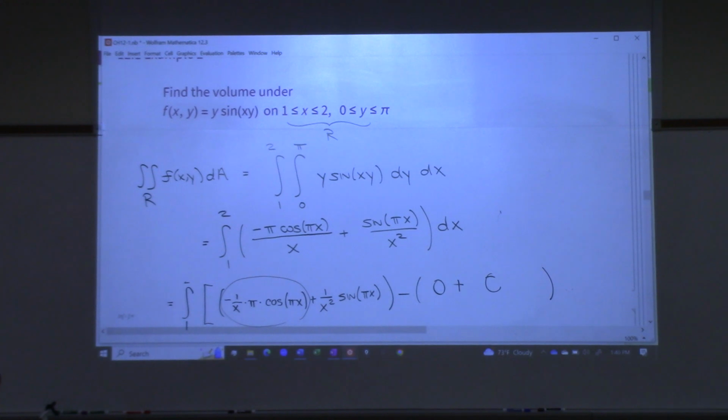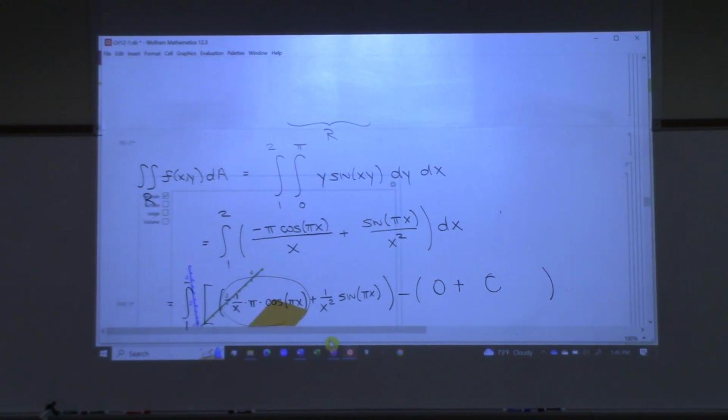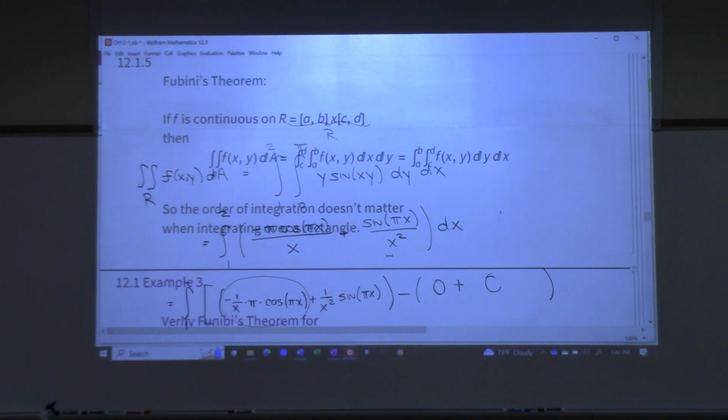Are we allowed to do that? Are we allowed to choose which way to go? Well, Fubini's Theorem.